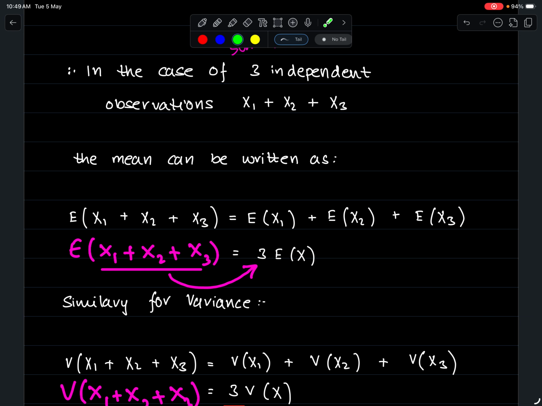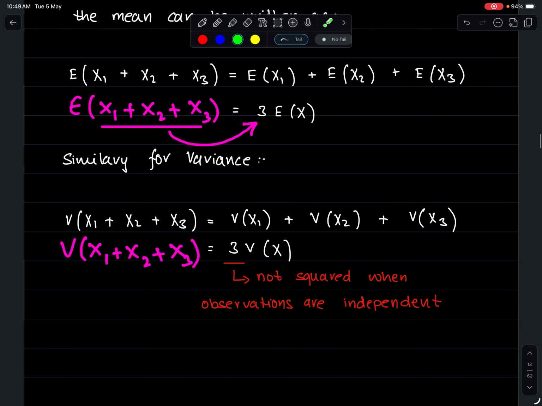Don't write this as 3x, this is the wrong way. The sum of 3 independent observations should be written like this, 3E(X). In variance, for X1 plus X2 plus X3, add the variances, V(X1), V(X2), V(X3). All are equal to V(X), so 3V(X). Do not square this 3, because we are finding the variance of the sum of 3 independent observations of x. So 3V(X).